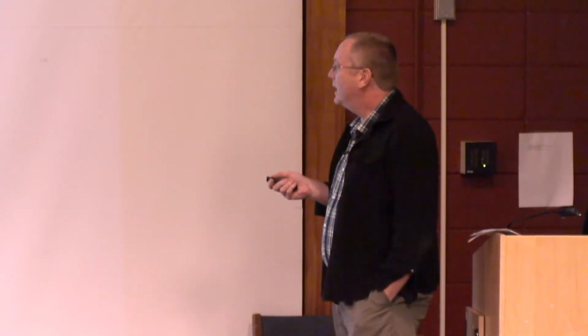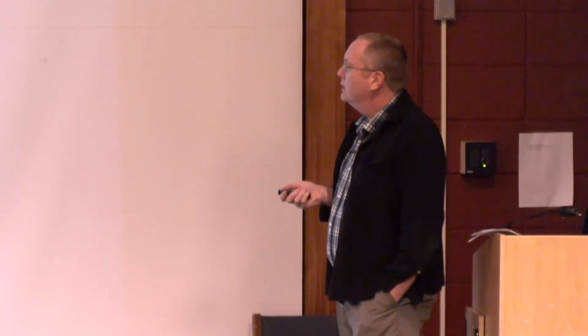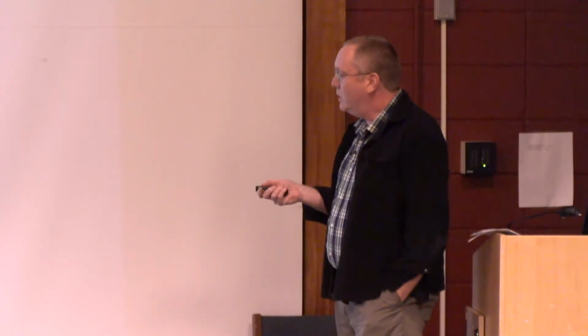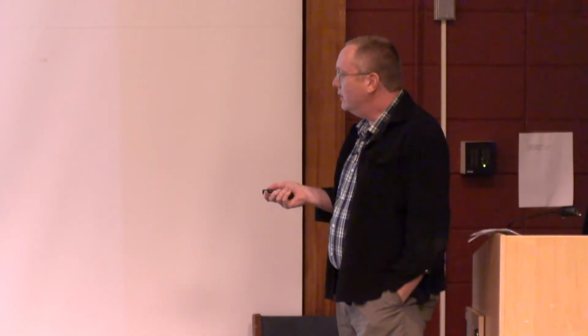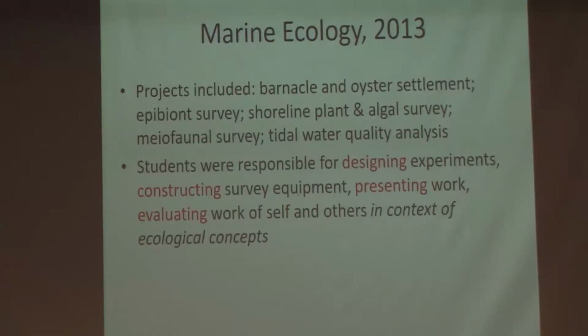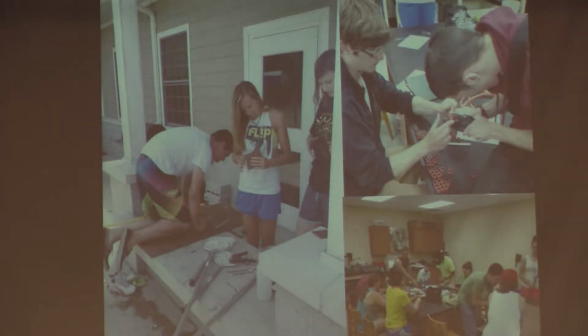So we divided the project into some areas. Students had to do the experimental design. If they didn't have the equipment, they had to build it, present their work, and evaluate the others. The key was they had to evaluate it with those concepts. So they had to evaluate their work and others' work using things like competition, predator-prey relationships, or facilitation models in ecology, so that I understood they were getting everything. And they liked it. For the most part, their feedback was pretty positive.